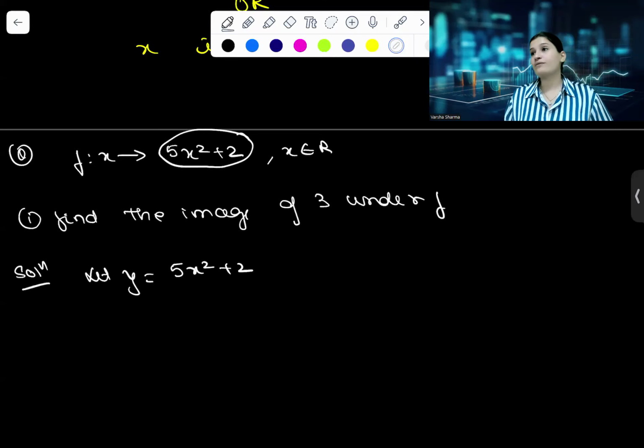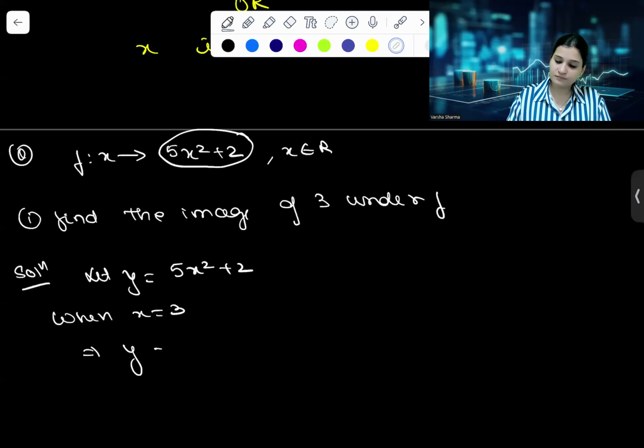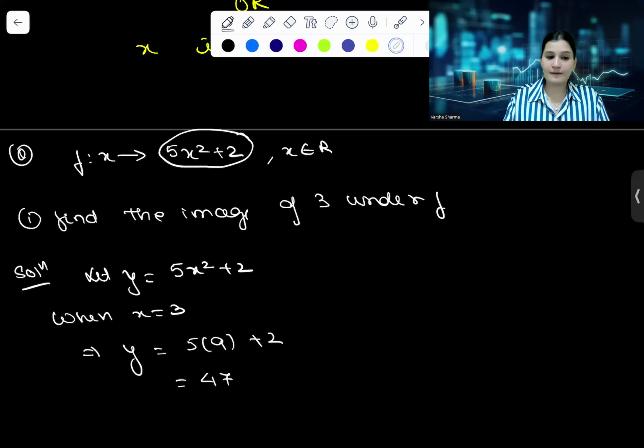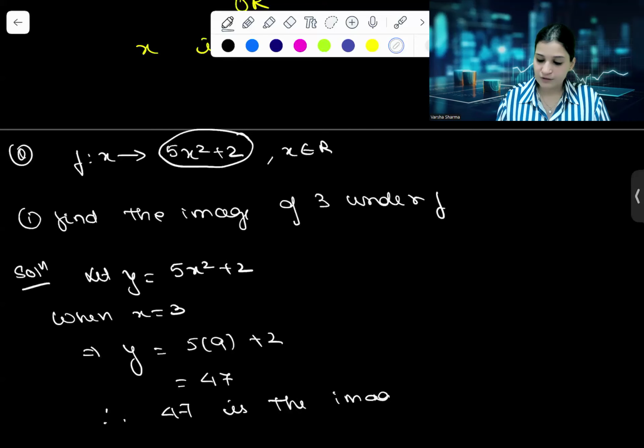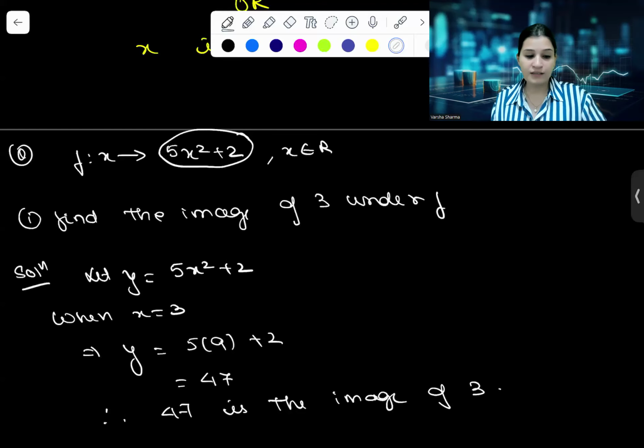I want to find out the image, so I want to find out the value of y when x is 3. When x equals 3, the answer is 47. That means 47 is the image of 3. Understood? Yes, ma'am.